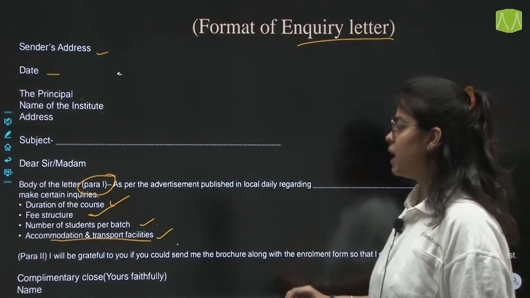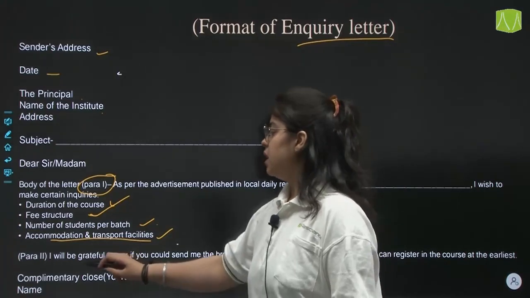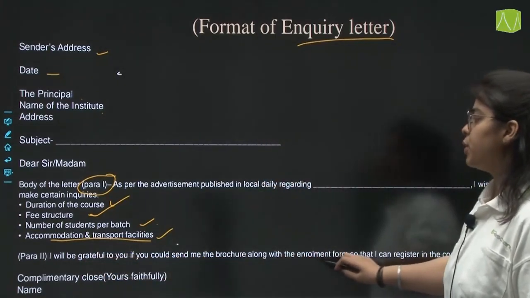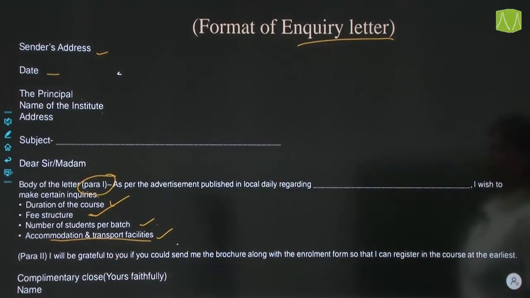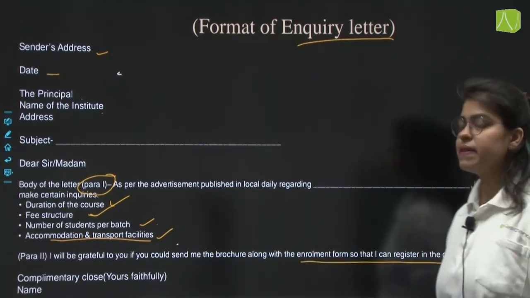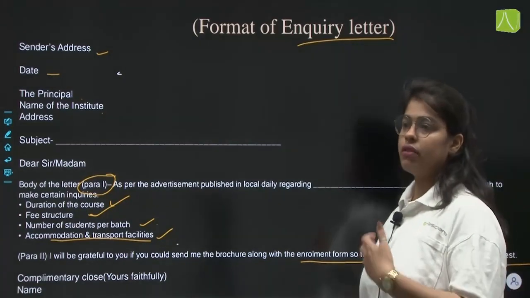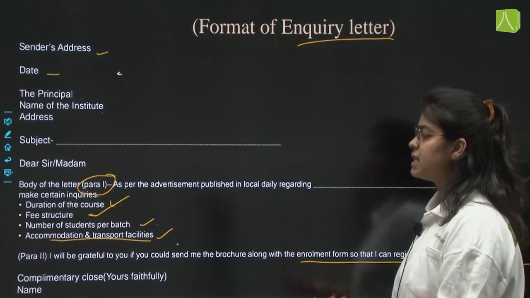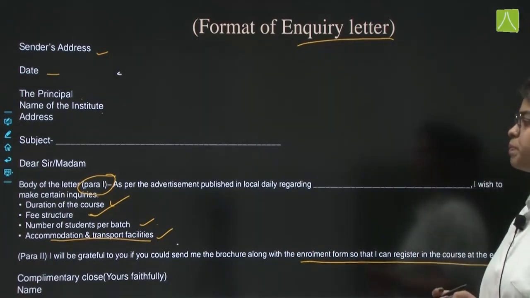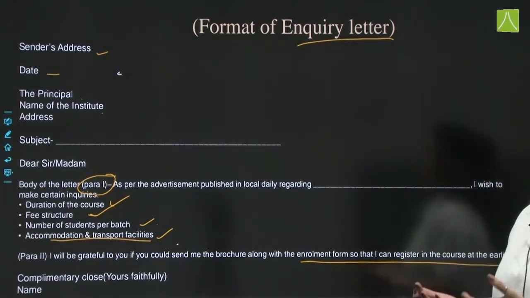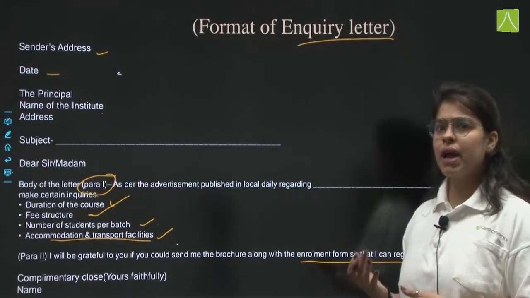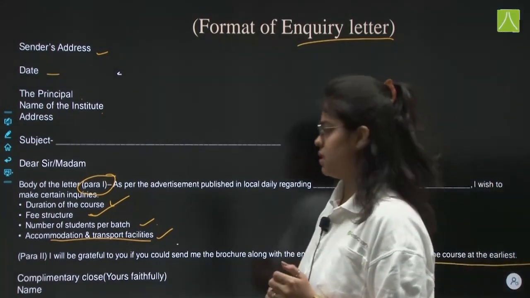Then after this, paragraph 2 starts, which says, I will be grateful to you if you could send me the brochures along with the enrollment form so that I can register in the course at the earliest without any delay. So here we are just making a pleasantry, and trying to ask the person to reply to us at the earliest.